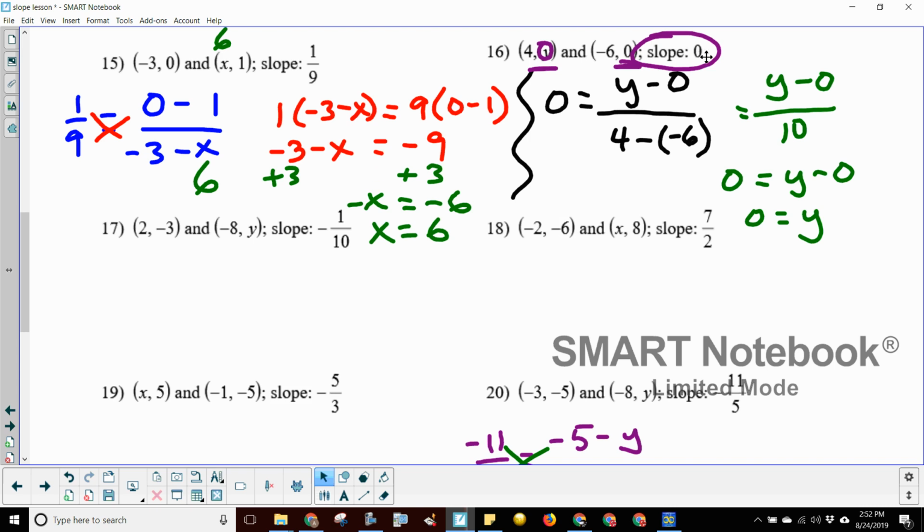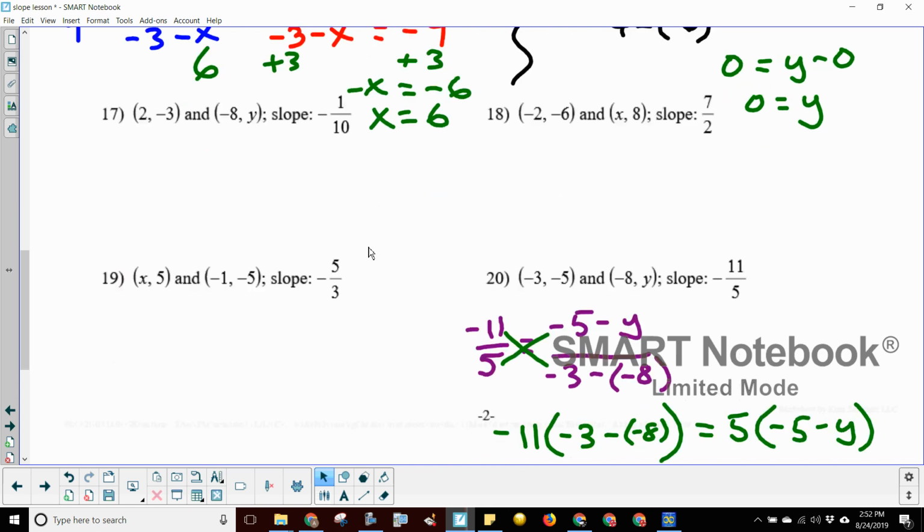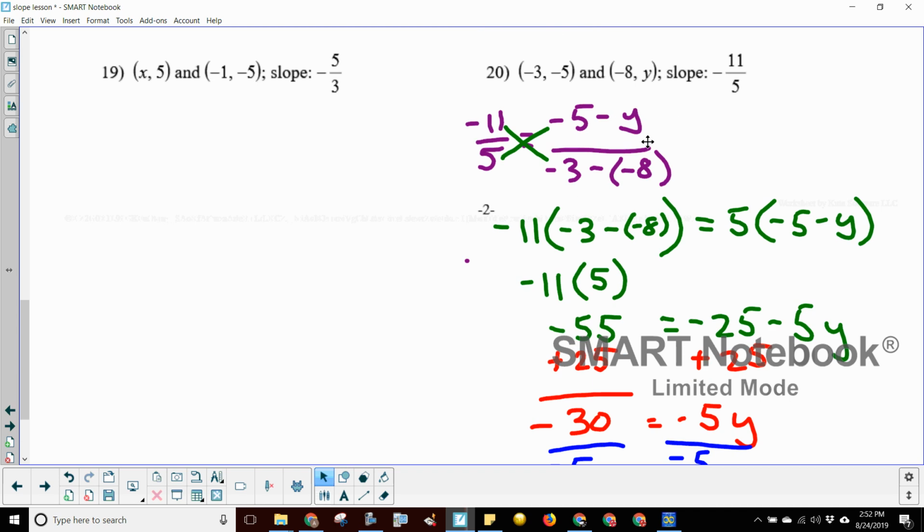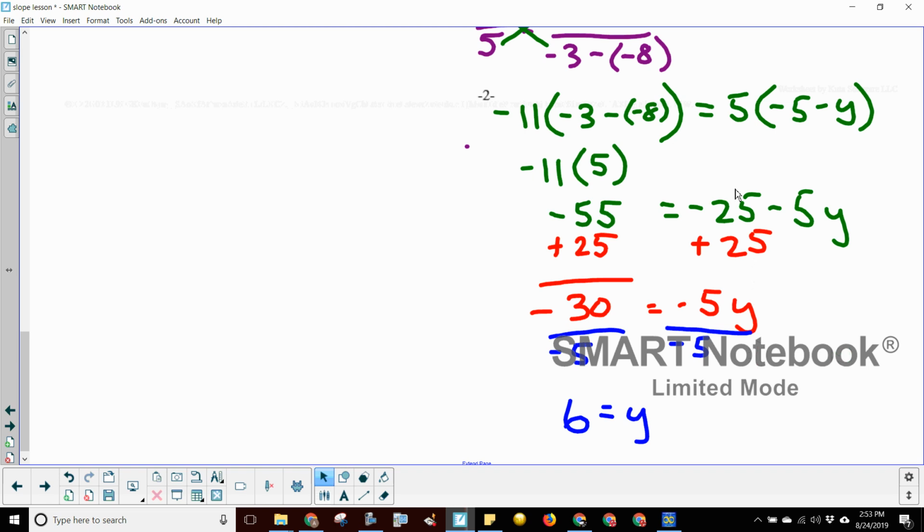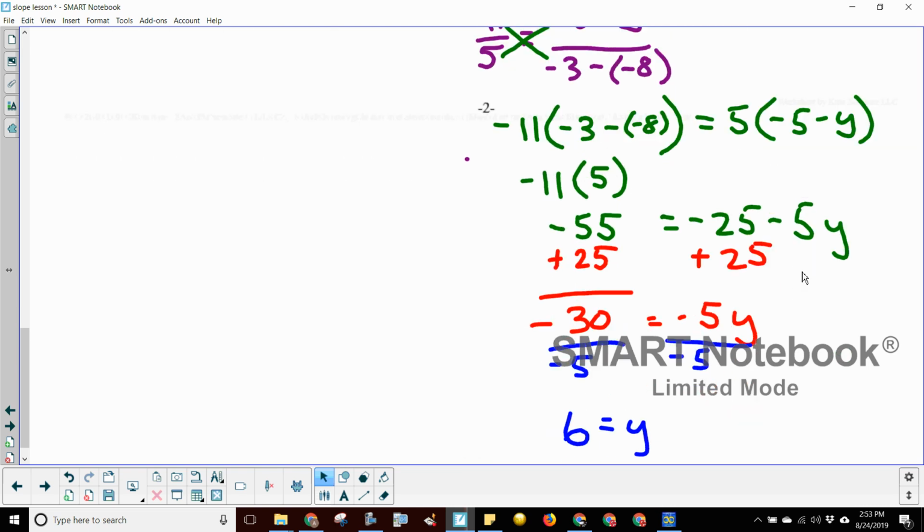Be careful on your special cases where your slope is 0 or your slope is undefined. That means it's either y equals a number or x equals a number. We did this one down here. Again, just set it up. You have a variable left over. That's okay. Cross multiply, set them up this way, distribute, combine like terms, solve for your last variable, and you should get it.